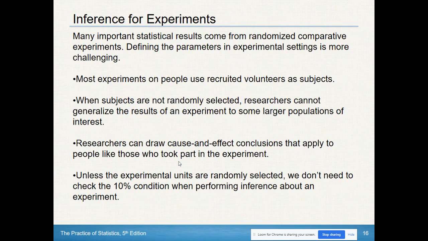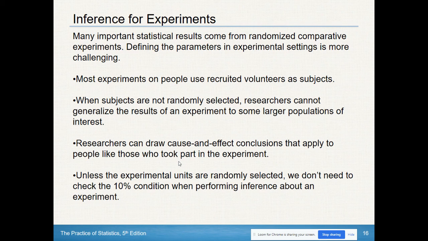All right, so inference for experiments. Many important statistical results come from randomized comparative experiments. Defining the parameters in the experimental settings is more challenging. Most experiments on people use recruited volunteers as subjects. When subjects are not randomly selected, researchers cannot generalize the results of an experiment to some larger population of interest. Researchers can draw cause and effect conclusions that apply to people like those who took part in the experiment.